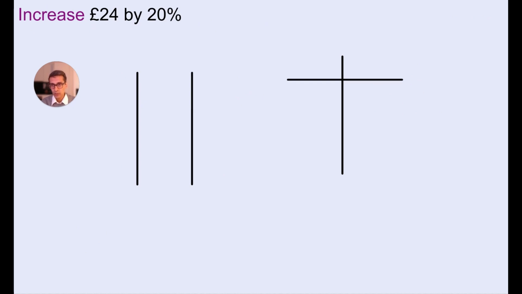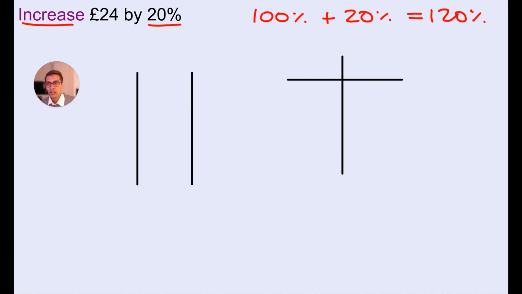Okay, next example. Increase 24 by 20%. Step 1 is work out what percentage you are working out. So an increase of 20% means you already have your 100% amount. We are adding 20% on. So we're actually working out 120%. Now we know what we need to work out. Let's label the double number line. So 100%. You'll notice that I'm putting it slightly lower here because I know I'm going to put 120% above that.